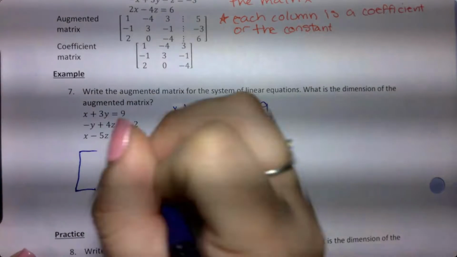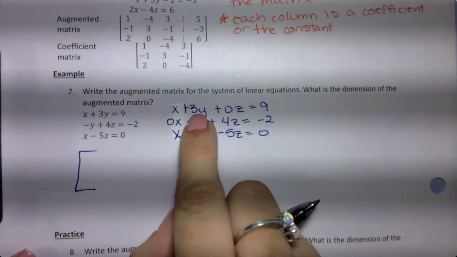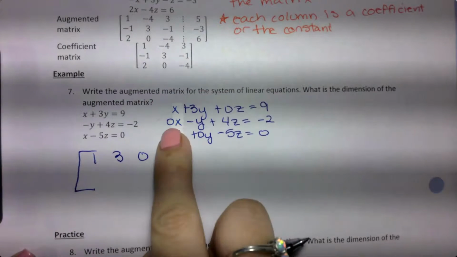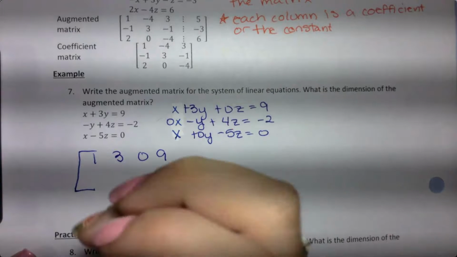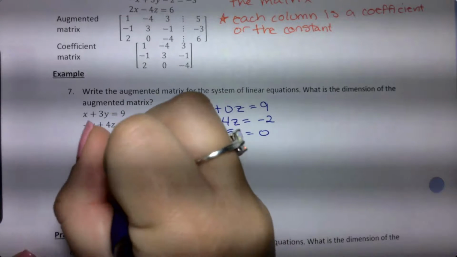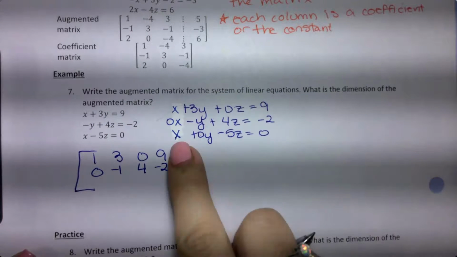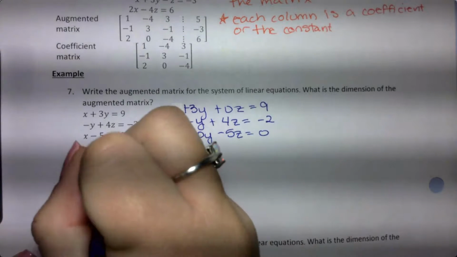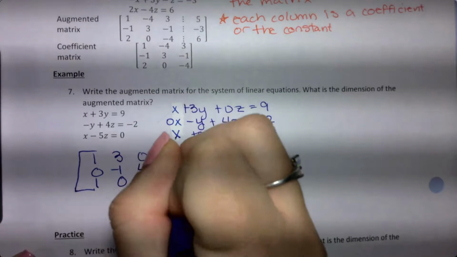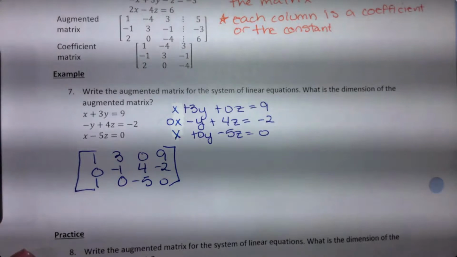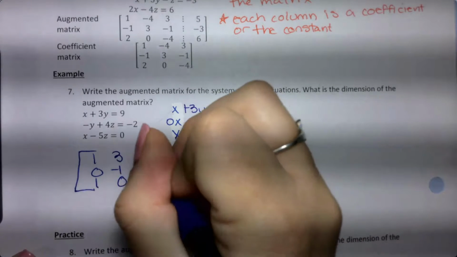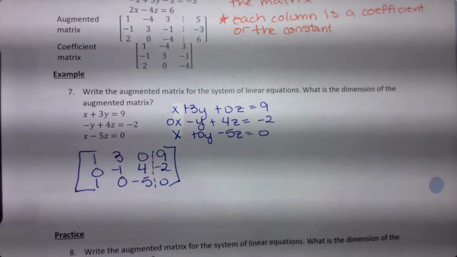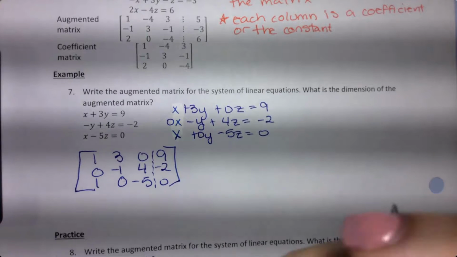So this is just taking the coefficients. I have 1, 3, 0, 9. Then I have 0, -1, 4, -2. Then in my final equation, I have 1, 0, -5, 0. And this is my augmented matrix. Typically, I will have a dotted line going down separating my coefficients from my answers. So this is the matrix.